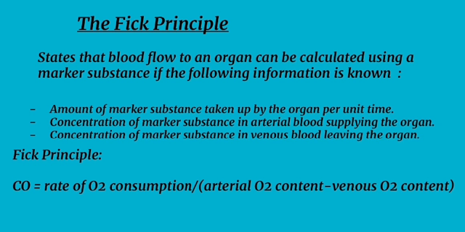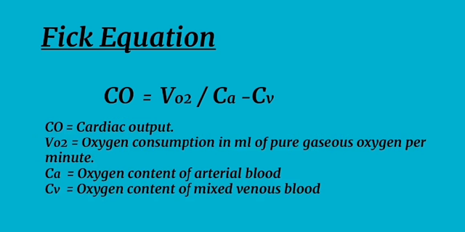Fick principle: cardiac output equals rate of O2 consumption over arterial O2 content minus venous O2 content. Fick equation: cardiac output equals oxygen consumption in milliliters of pure gaseous oxygen per minute over oxygen content of arterial blood minus oxygen content of mixed venous blood.